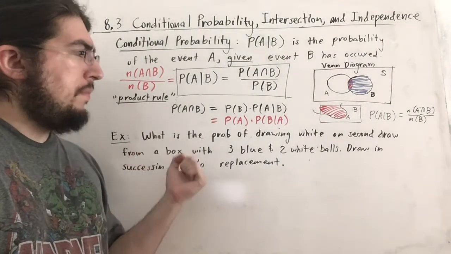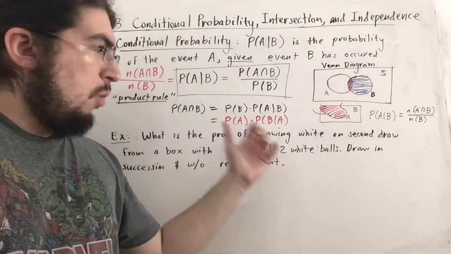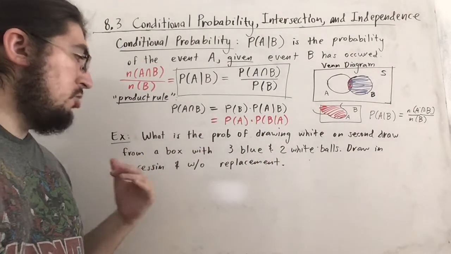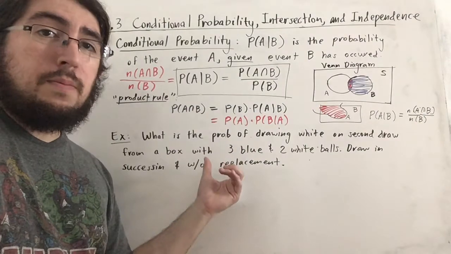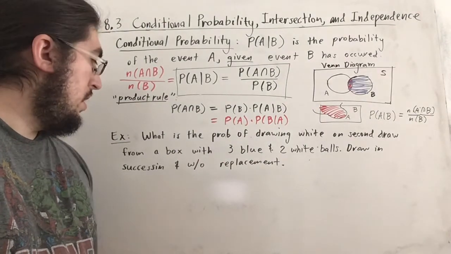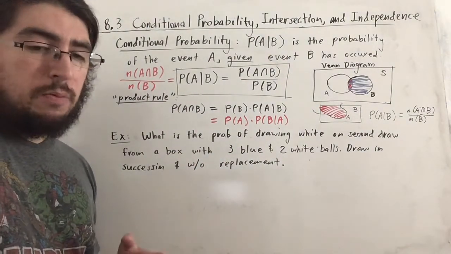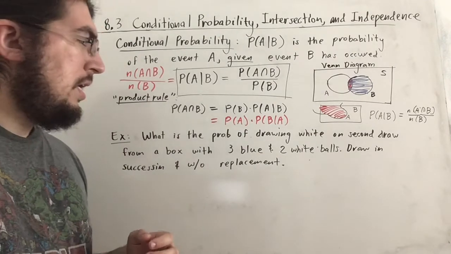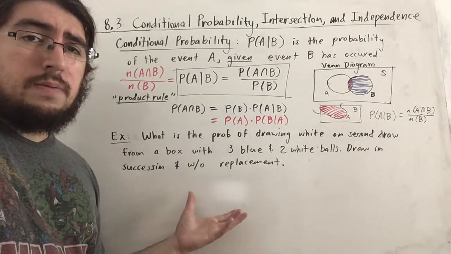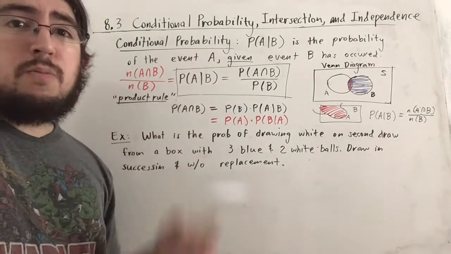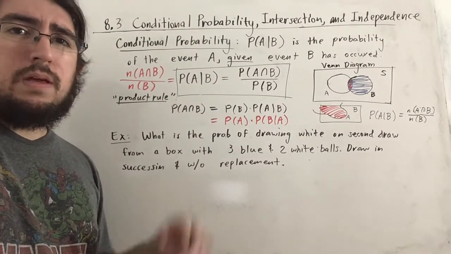I want to find the probability of drawing a white ball on the second draw from a box with 3 blue and 2 white balls. So we're drawing in succession and again without replacement. Really we're just repeating the same example, but now we're going to apply this formula instead of what we saw with the tree diagram.